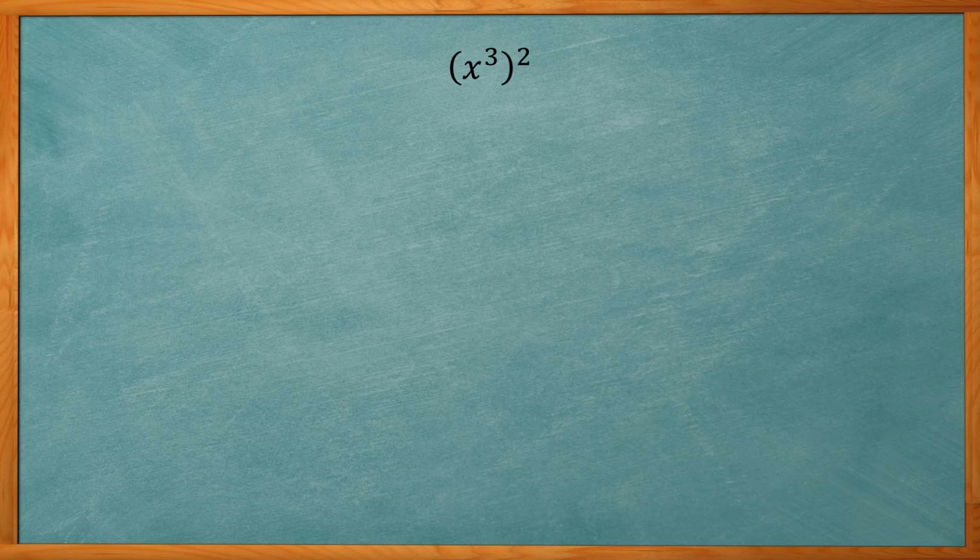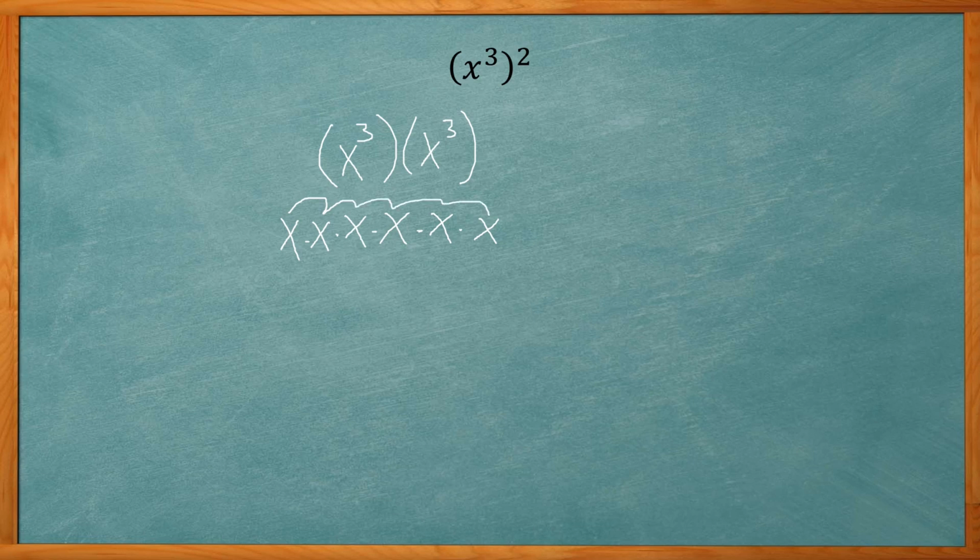So this one wants you to square x cubed. So remember, square basically means 2 of them. So x to the third times x to the third. And what is x to the third? x times x times x. And you got another set of 3 of them, so times x times x times x. And how many total do we have? 1, 2, 3, 4, 5, 6. So that's going to be x to the 6th power.